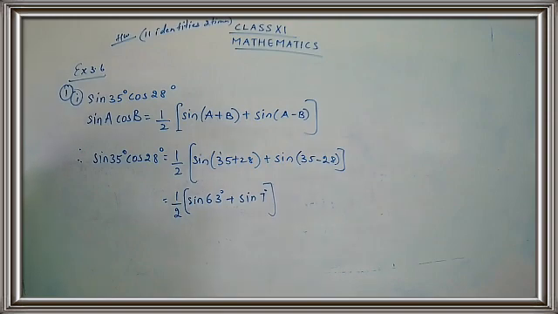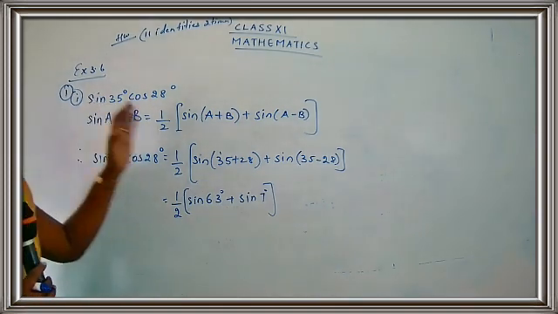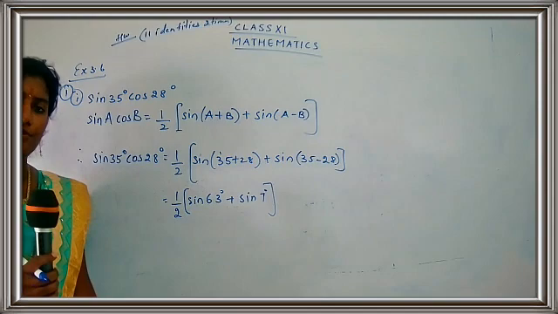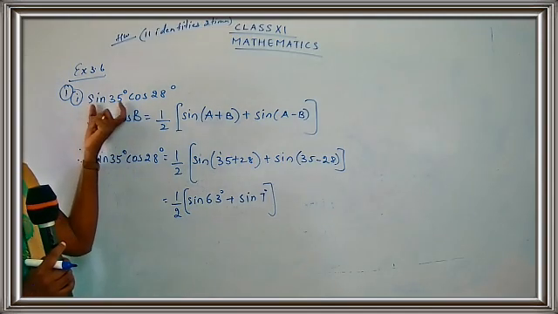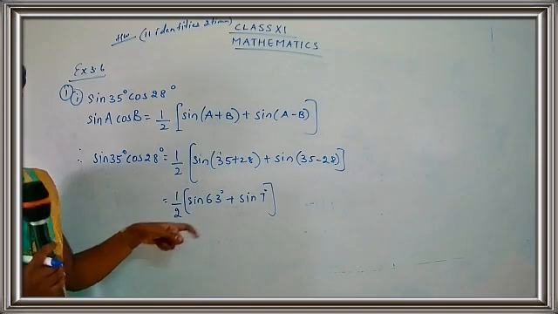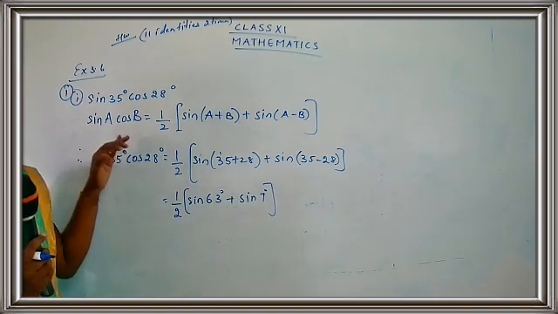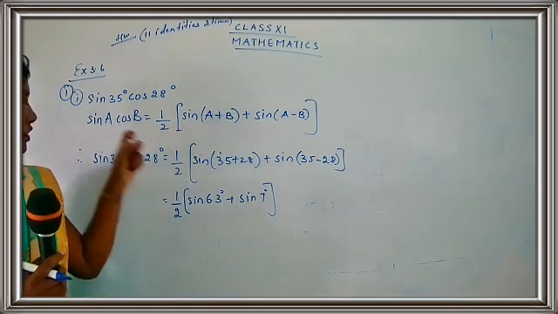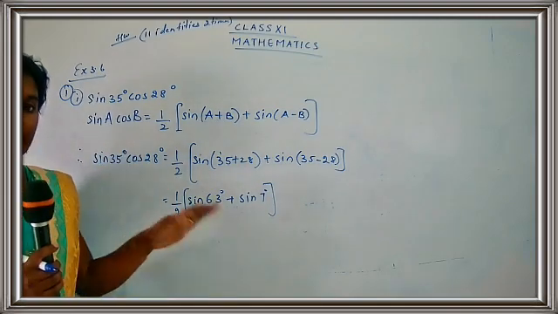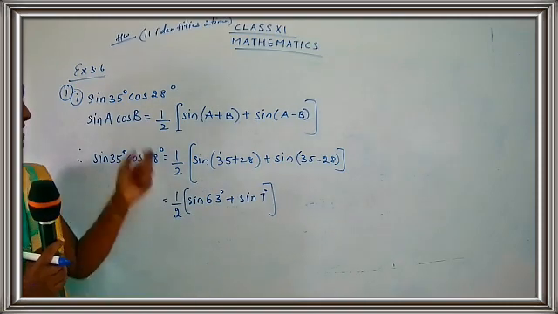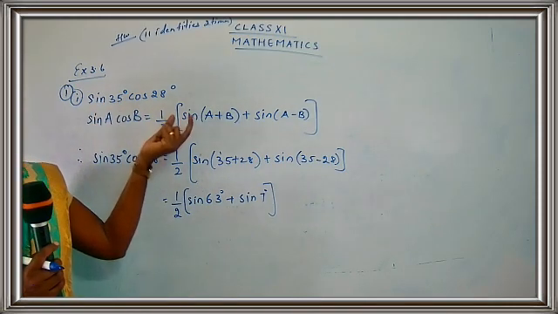Okay, children, so the answer will be half of sine 63 degree plus sine 7 degree. I hope you are clear. What we have done is just changed the product in terms of a sum. They asked you to express the product in terms of sum or difference. Here we have expressed it in terms of a sum. So sine 35 degree cos 28 degree changes to half of sine 63 plus sine 7. We have just applied the first formula for product to sum. Sine A cos B is half of sine A plus B plus sine A minus B. Very simple, children. Take the first angle as A and the second angle as B, and just proceed with the answer.